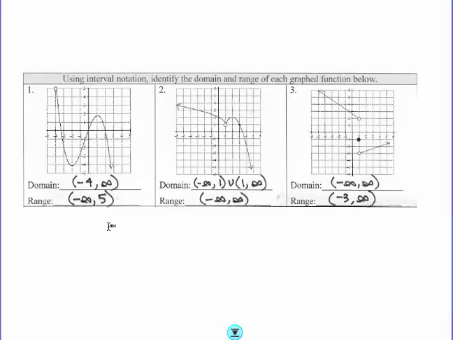Your range, then, remember as you're doing your range, you always start from low and go up to the top. Well, it goes down forever. So we start at -infinity. Remember that always gets a parentheses, comma, and then we are going up to 5 with a parentheses because it's not actually touching 5 there.